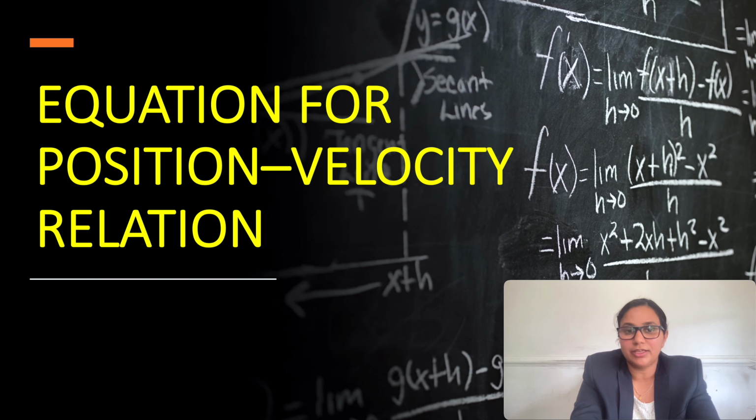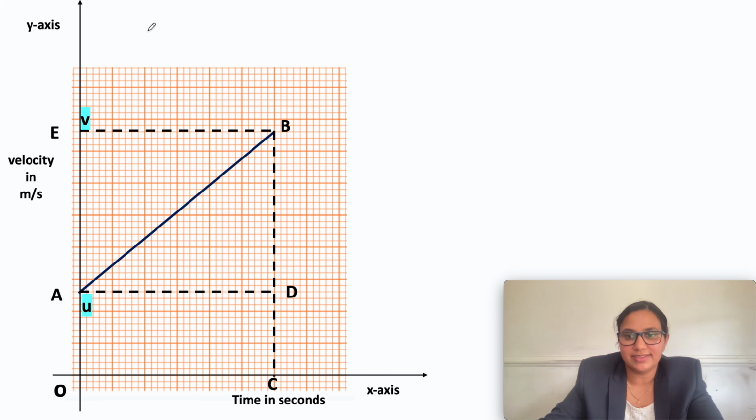Next we go for the equation for the position-velocity relation. In the previous classes we have already discussed that the area under the velocity-time graph gives the distance travelled by the body. So here is the velocity-time graph for an object moving under uniform acceleration a. The distance travelled by this object is given by the area of the trapezium OABC.